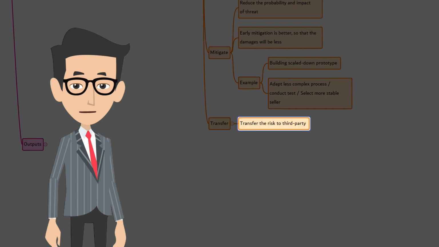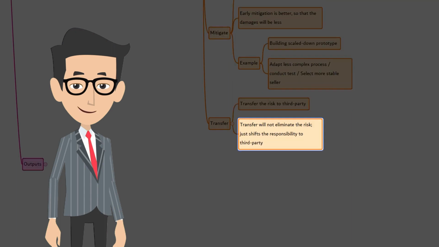Transfer. In the transfer risk response strategy, you transfer the risk to a third party to manage it. Please note that transferring does not eliminate the risk. It only shifts the responsibility of managing the risk to a third party. In the construction example, when a client asks you to set up a special office room, which is not part of the original scope, you better outsource the work to a third party because you don't have enough experience in managing it. That's an example.